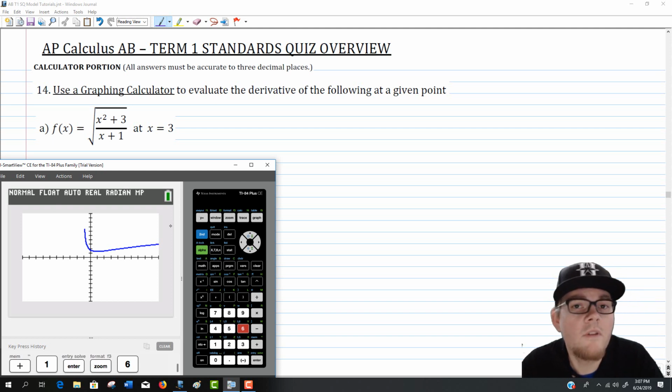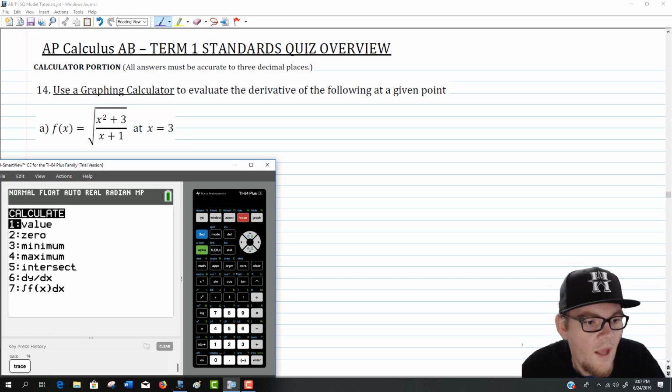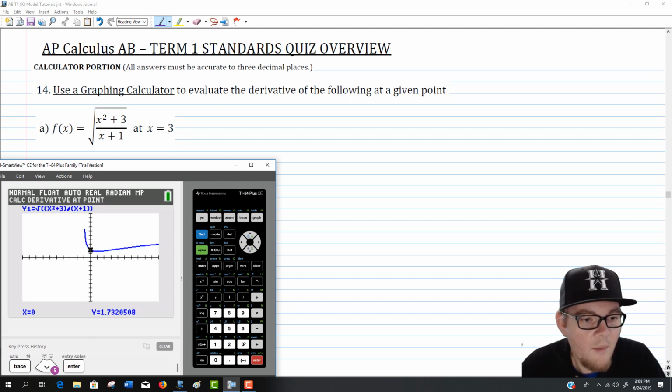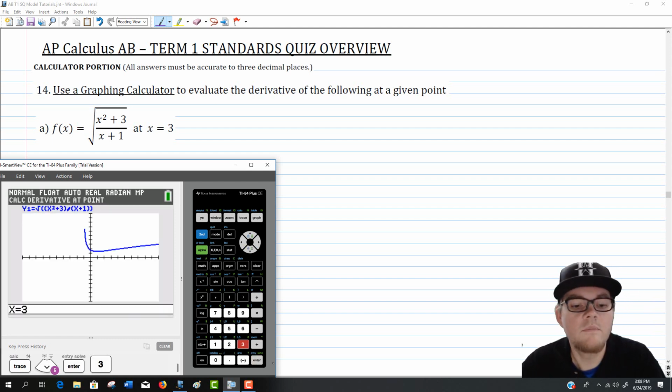Well, as we mentioned before, derivative means slope. We basically want to figure out what the slope would be, or what is the instantaneous rate of change at x equals 3. So to get there, I'm going to go to the second Trace button. And down there on option 6 is dy/dx, kind of like delta y over delta x, or rise over run. So I'm going to select that. And then in here, I'm going to straight up put in 3, and then press enter.